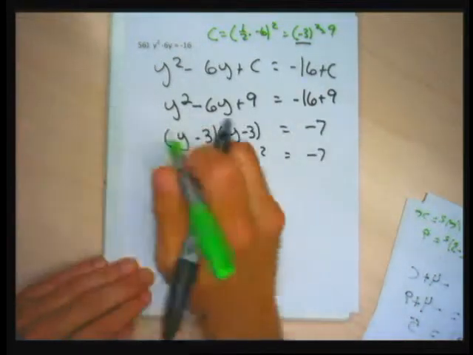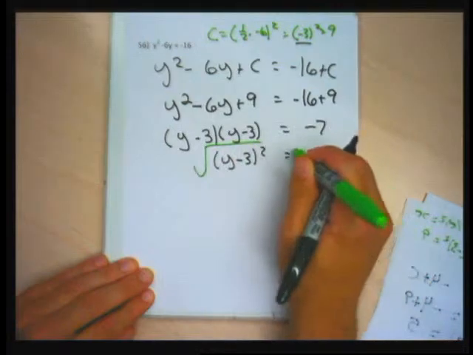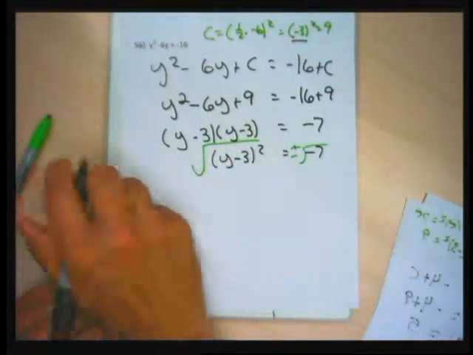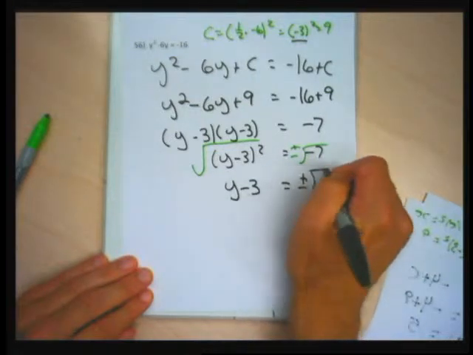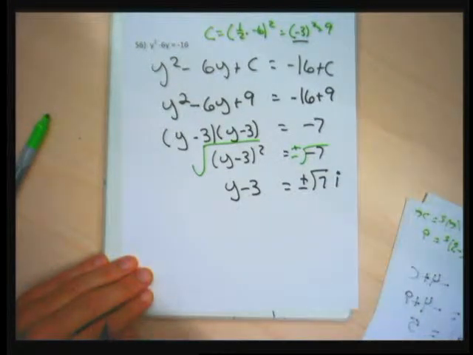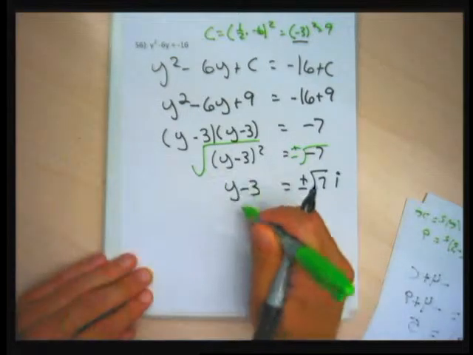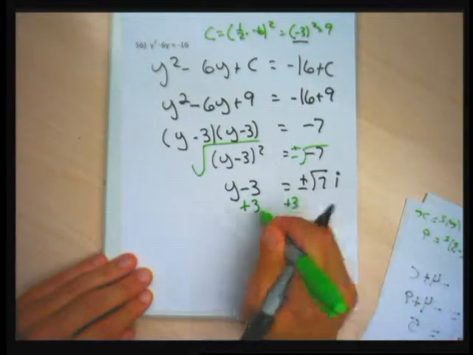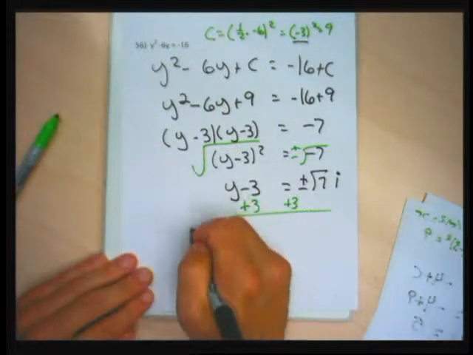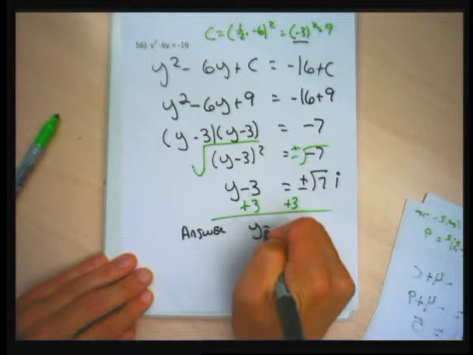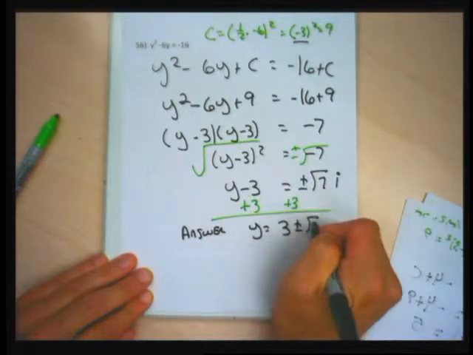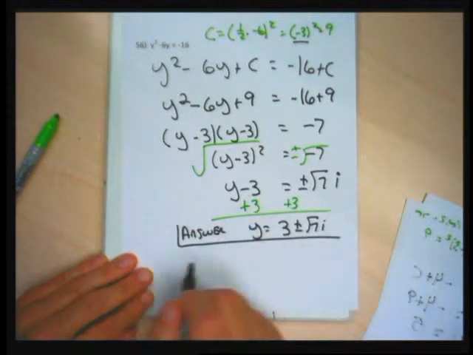So I get (y minus 3) squared equals negative 7. Square root, plus or minus square root. Left side is y minus 3. Right side, if you did it on your calculator, it would kick in an i outside the radical because of the negative under the square root. Add 3 to both sides. If these check, they're the best answer. y equals 3 plus or minus the square root of 7i.